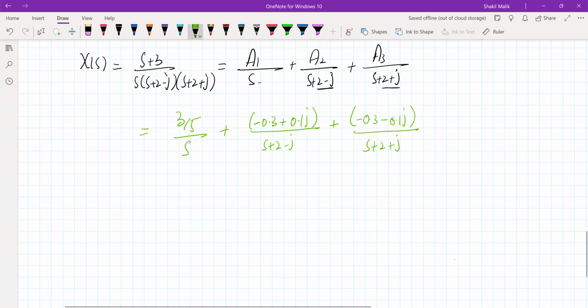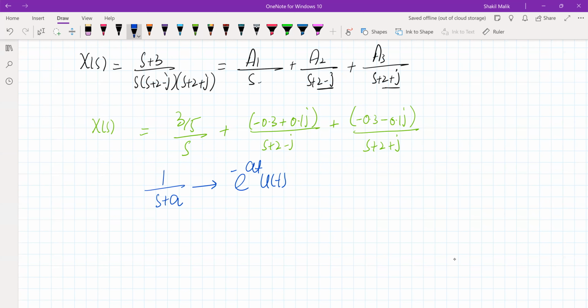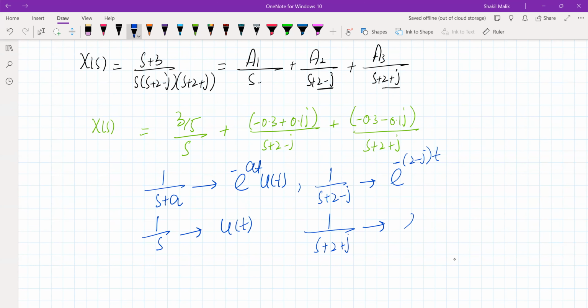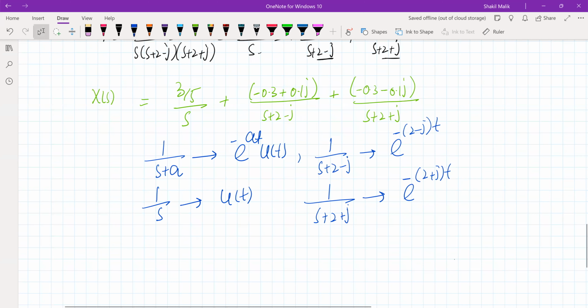All right. So now we can write the inverse Laplace transform of this, right? We know the inverse Laplace transform of 1 by s plus a is simply e to the power of minus at u of t. So based on this, we can write the inverse Laplace transform of this. The inverse Laplace transform of 1 by s is simply u of t. The inverse Laplace transform of 1 by s plus 2 minus j is simply e to the power of minus 2 minus j t. Same way, for s plus 2 plus j it is simply e to the power of minus 2 plus j t. So substituting these here, we'll get x of t.